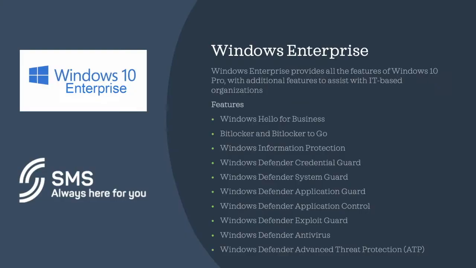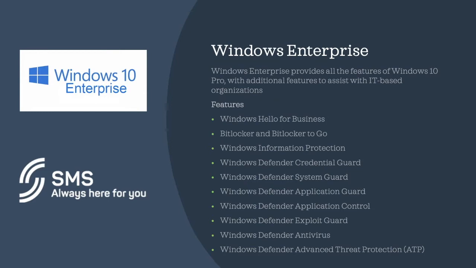So the first one is Windows Enterprise. Initially, obviously, it was Windows 10, but with Windows 11 coming out, that is now part of that suite. So effectively, Windows Enterprise provides all the same features of what you'd find with Windows 10 Professional, but it gives you some additional features which may or may not assist your IT organization. So it'll give you things such as Windows Hello for sign-on. When you look at the computer screen, it will actually recognize your face using facial recognition, and that will log you in.